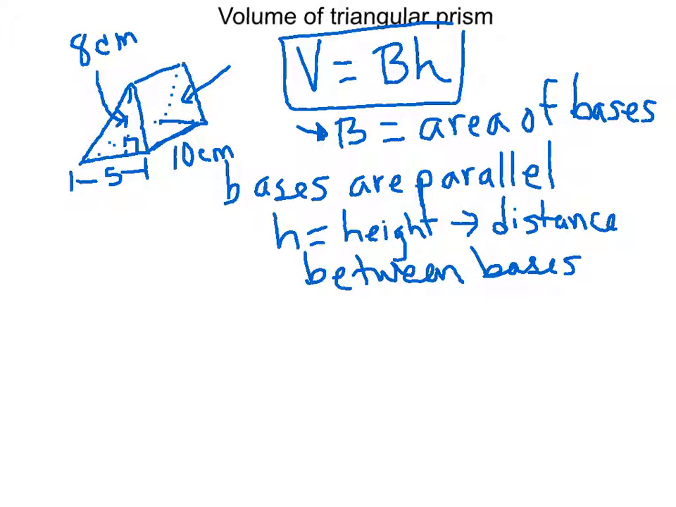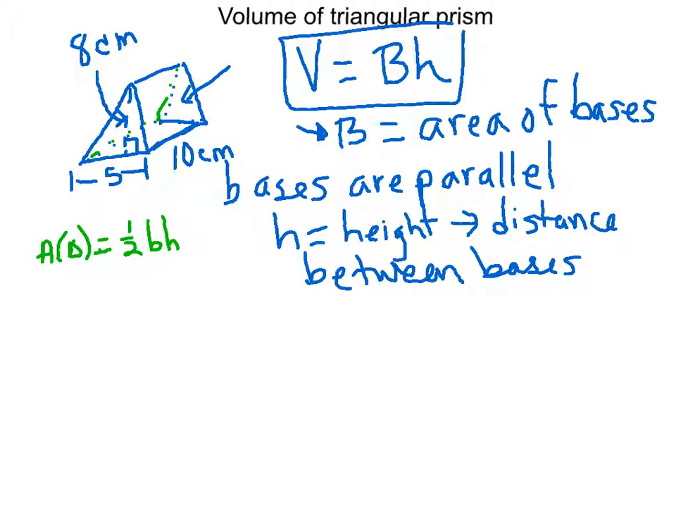So I have a kind of a crude triangular prism drawn in there. I apologize for my non-skills of drawing. I'm not an artist, but I'm a math teacher. So let's see what we have. We know that the base is a triangle. And so the area of a triangle, the formula for that is 1/2 base times height.